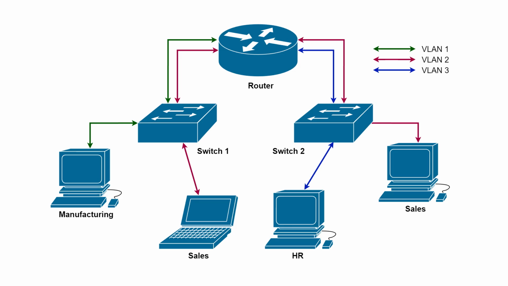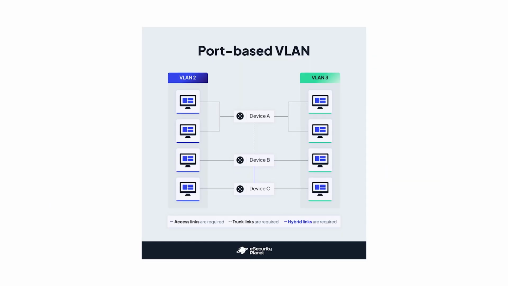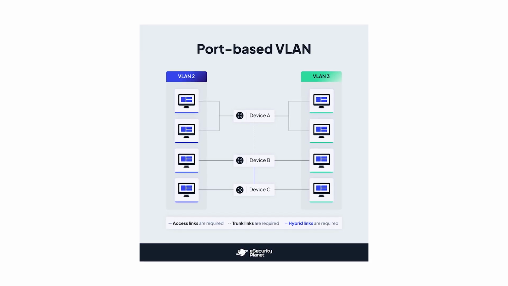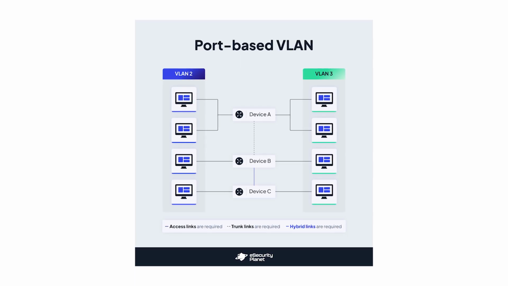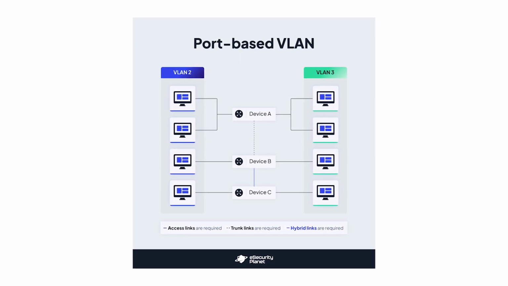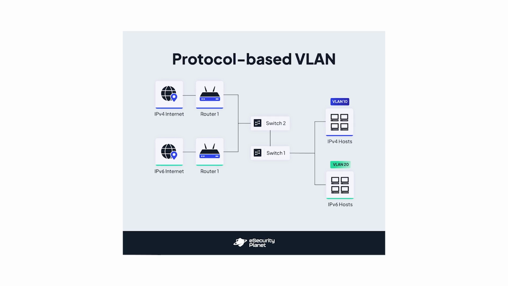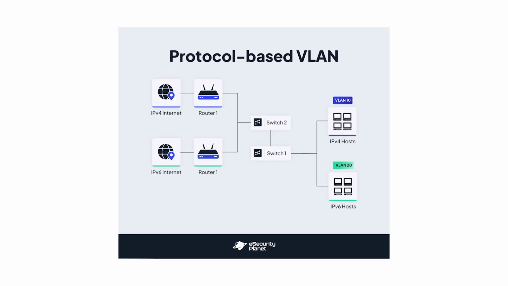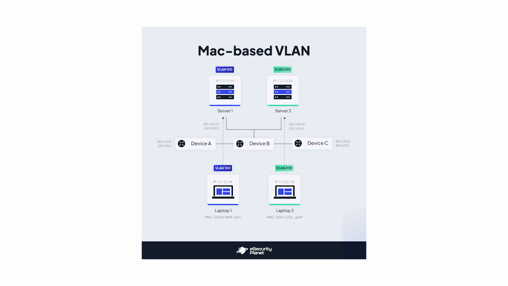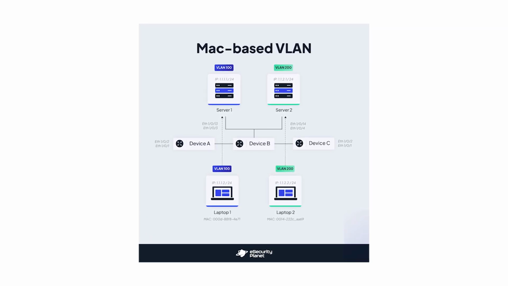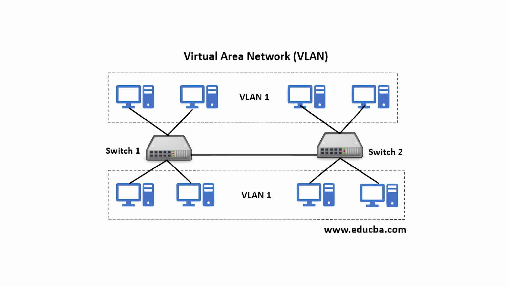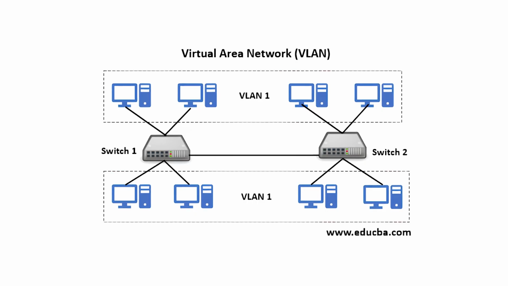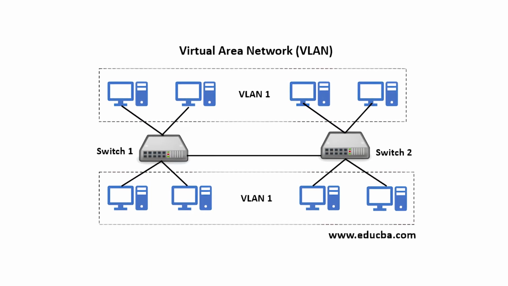VLANs assign hosts to specific network segments based on various criteria. A port-based VLAN, also called an interface-based VLAN or static VLAN, is one where a host is connected to a specific switch port assigned to a VLAN. A protocol-based VLAN uses protocol types to assign a host to a VLAN. A MAC-based VLAN uses a host's MAC address to assign the host to a VLAN. VLANs improve network performance and efficiency by restricting broadcast domains and reducing network latency.